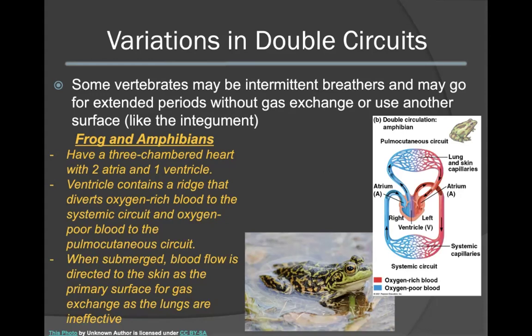When the animal is submerged, blood flow can also be directed to the skin as a primary surface for gas exchange. This is highly advantageous, as when the animal is submerged, the lungs are essentially ineffective.